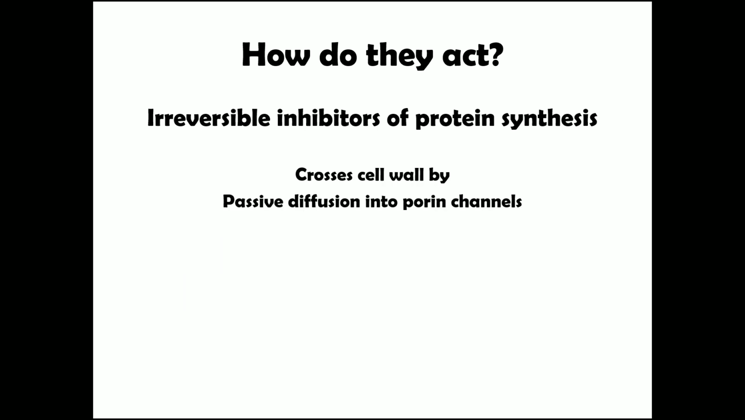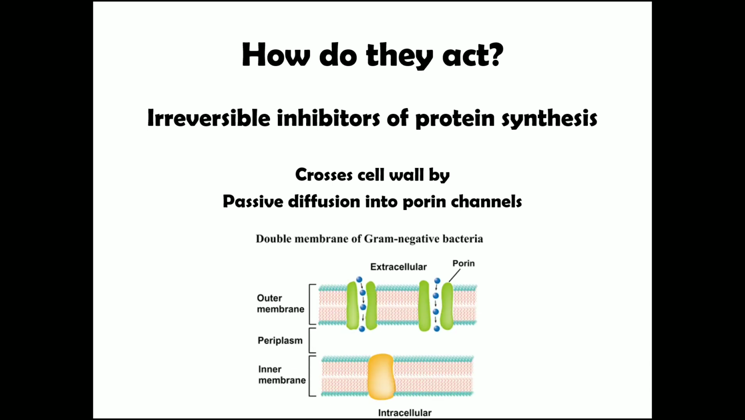They cross the cell wall of the bacteria by passive diffusion through the porin channels. As you can see in this picture right here, the porin channels are the green channels present over here. So aminoglycosides can passively diffuse through these channels to reach a space between the cell wall and the cell membrane, which is the periplasm. Once they reach the periplasm, they need to cross the cell membrane to enter into the cytoplasm.